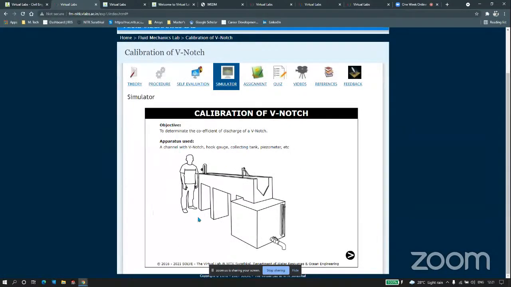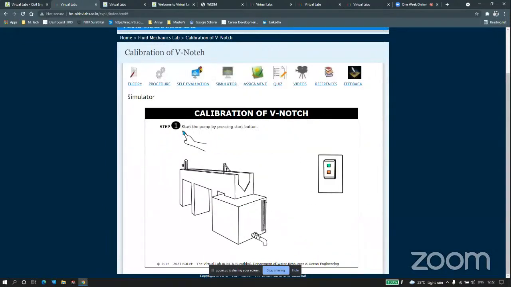Here I can see a person standing next to the device to calculate the calibration of V notch. The objective of the experiment is to find the coefficient of discharge of V notch. These are the apparatus used. I'll click on the next button given over here. The first step is to press the start button. I will do that. The simulator will give each step here, so I just need to follow this.